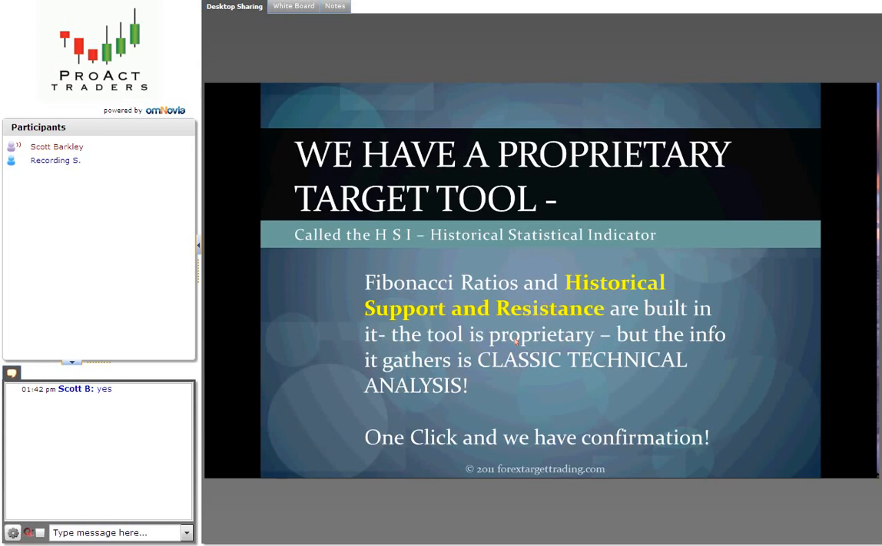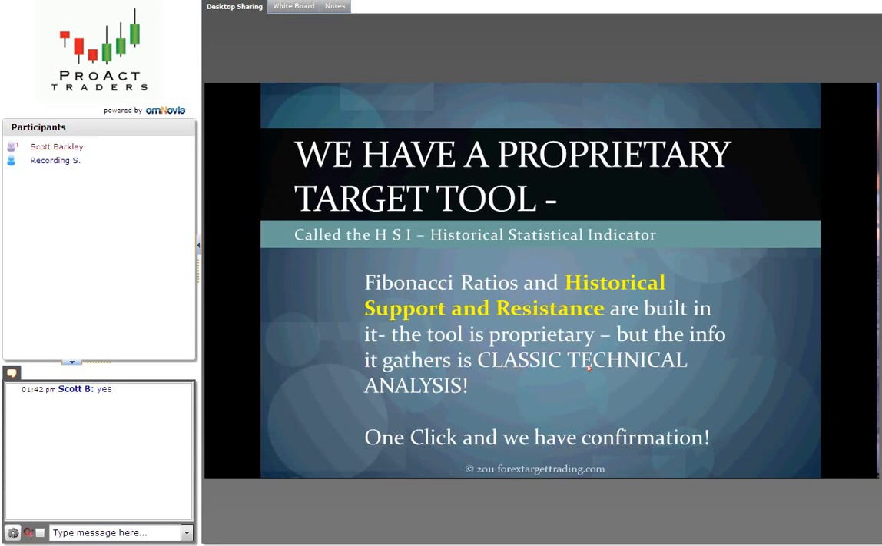Now we have a proprietary target tool. It's called HSI. So it stands for Historical Statistical Indicator. It has Fibonacci ratios and historical support and resistance built into it. It's a tool, but it's proprietary. But the information it gathers is classical technical analysis. We use it, one click, and we have confirmation.